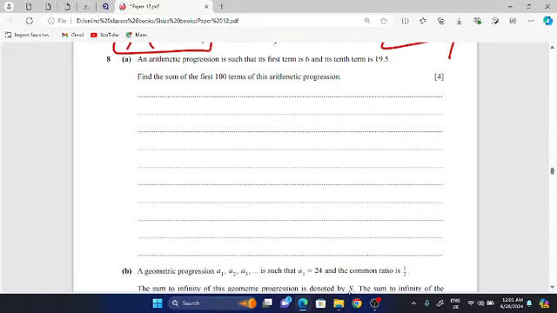Next is question number 8. An arithmetic progression is such that its first term is 6 and its 10th term is 19.5. Find the sum of the first 100 terms of that arithmetic progression.